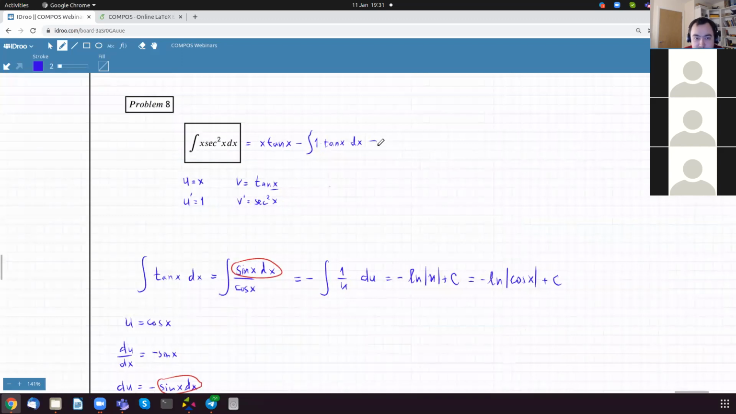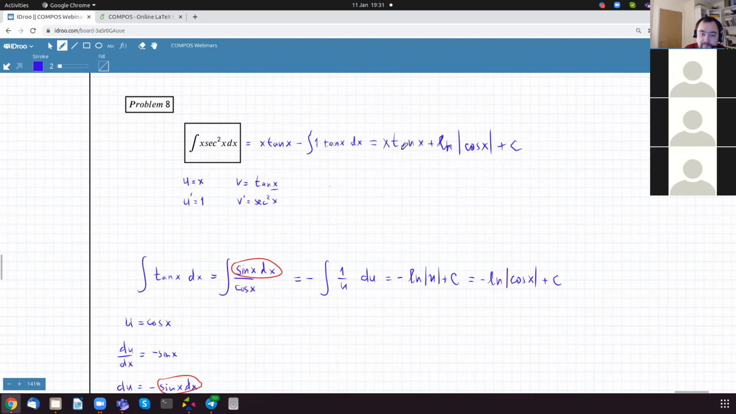So we have found the integral of tan x, and all we need to do is just substitute that into here. So x tan x minus logarithm, so it's going to be plus logarithm of modulus cosine x. The modulus is a big deal here because cosine can be negative, but you cannot take logarithm of a negative number, plus c. And that's the answer.